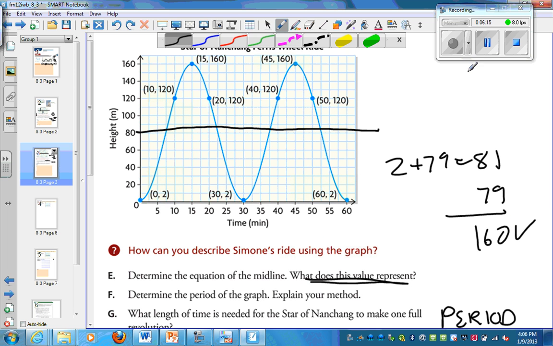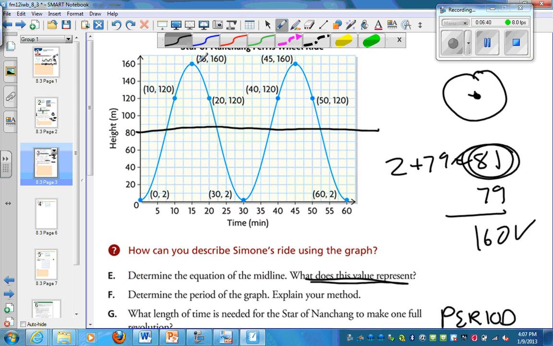What does that represent? That midline means that that Ferris wheel, that is exactly the center of the Ferris wheel, is 81 meters off the ground. Determine the period of the graph. So the period of the graph is how long it takes to go from one position all the way back to that same position. And it looks like it's 30 minutes.